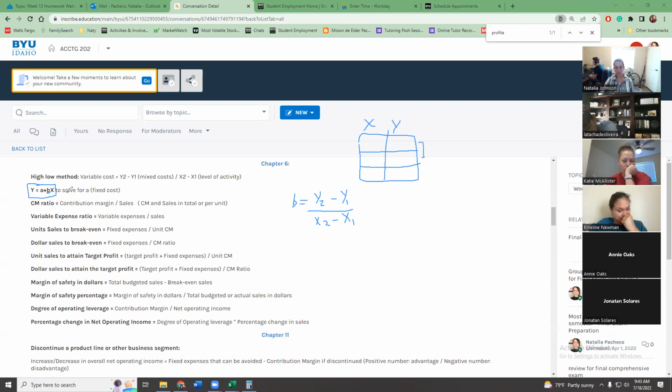If they ask you for the fixed cost, so the a, then you would just do this formula, y equals a plus bx, using y as one of these, let's say y1, b what you just found, and x will be the x1. Remember, if you're going to use the high one, use the units of the high one, because if you mix them, then it's going to be wrong. Or you can use the low one too.